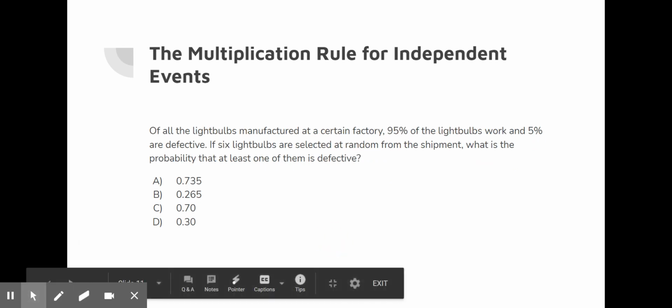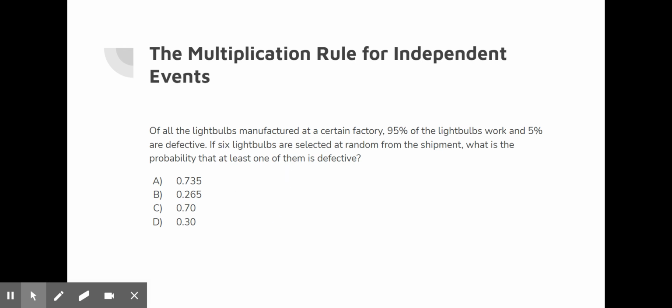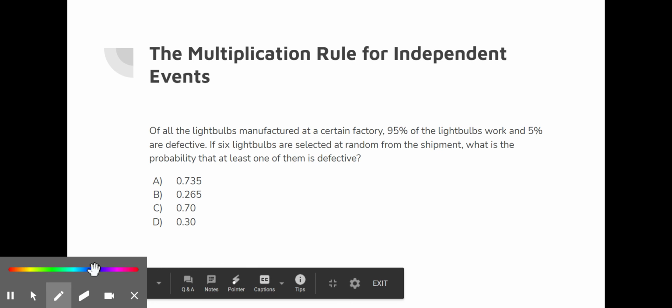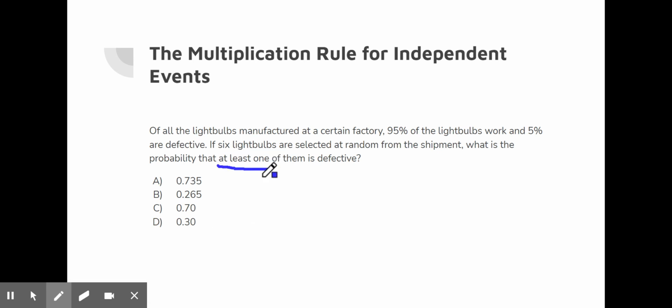Next slide here. Of all the light bulbs manufactured at a certain factory, 95% of the light bulbs work and 5% are defective. If 6 light bulbs are selected at random from the shipment, what is the probability that at least one of them is defective? Okay, so again, at least one of them. That's a key word here. So we want to find the probability one of them is defective.